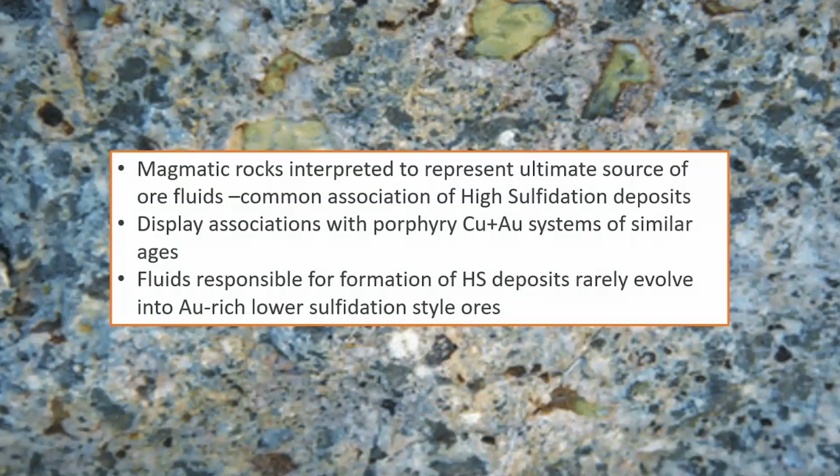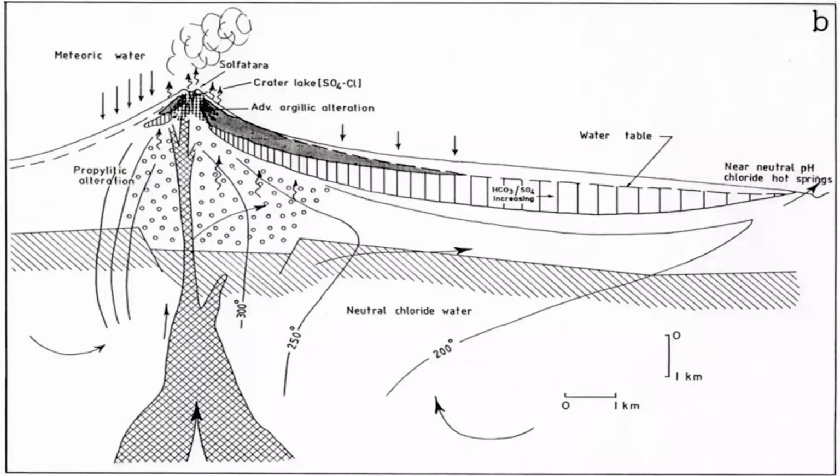So, magmatic rocks are interpreted to represent the ultimate source of ore fluids, common associations of high sulfidation deposits. They display associations with porphyry copper systems of similar ages. Fluids responsible for formation of high sulfidation deposits rarely evolve into gold-rich lower sulfidation style ores.